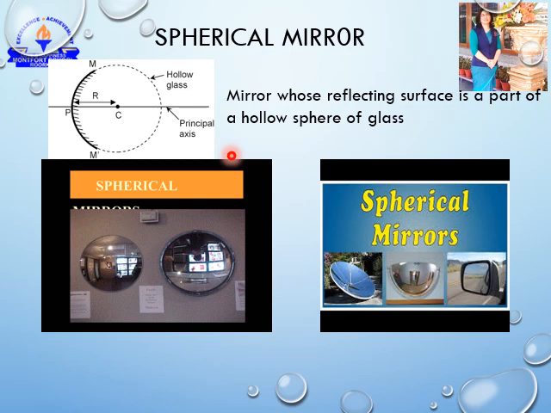Dear students, you must have come across these types of spherical mirrors when you visit a shopping center, an airport, going to a mall, or visiting a cinema hall, or through a subway. So in the next slide, we are going to talk about these kinds of spherical mirrors. A mirror whose reflecting surface is a part of a hollow sphere of glass is known as a spherical mirror.